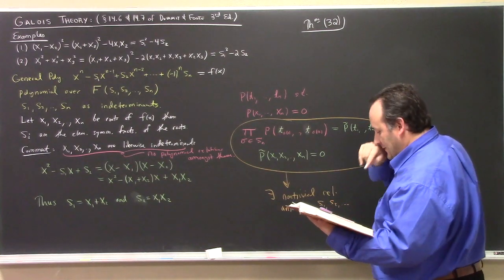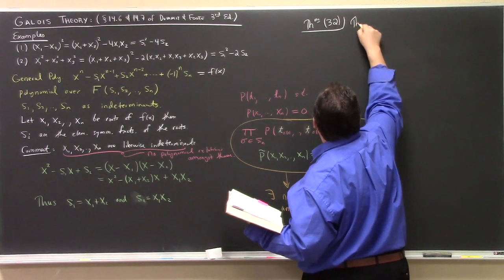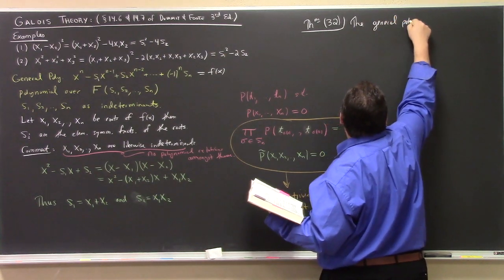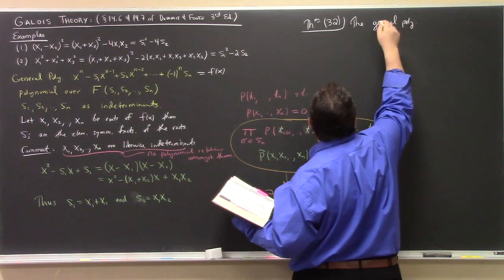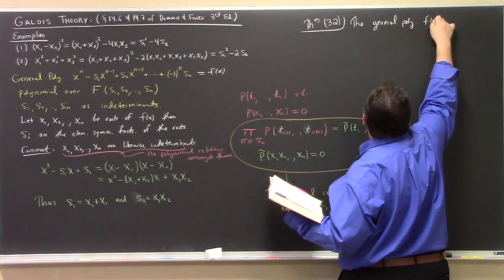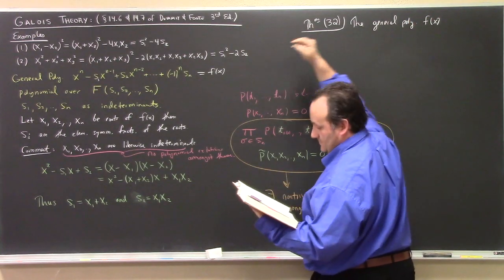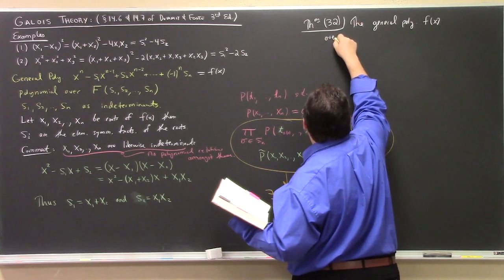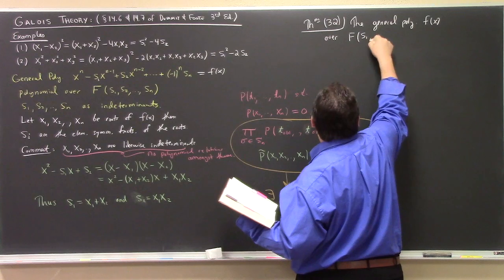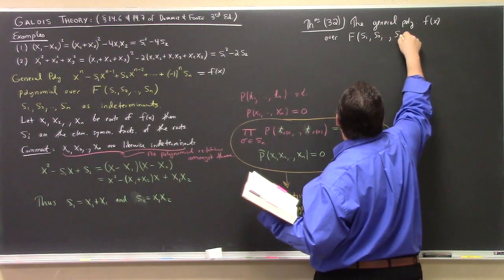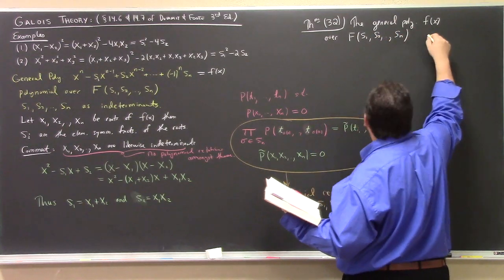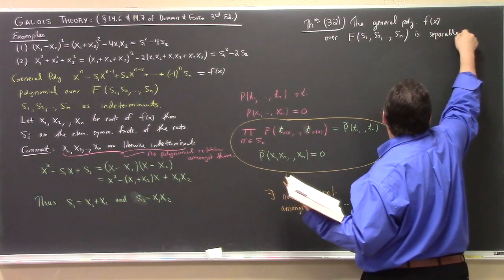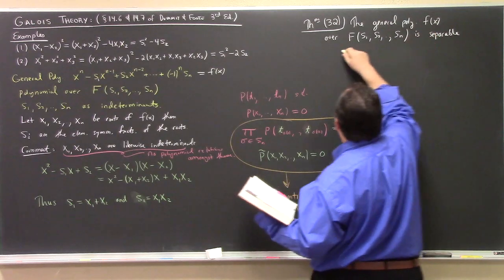Theorem 32, the general polynomial f of x, which I wrote before, okay? That one. Over that field is separable with Galois group Sn.